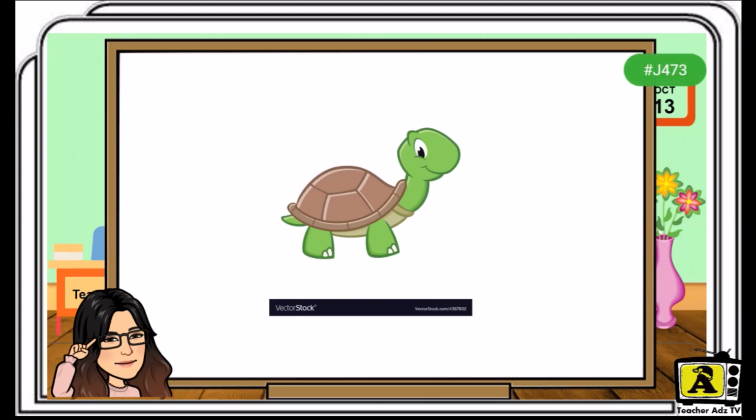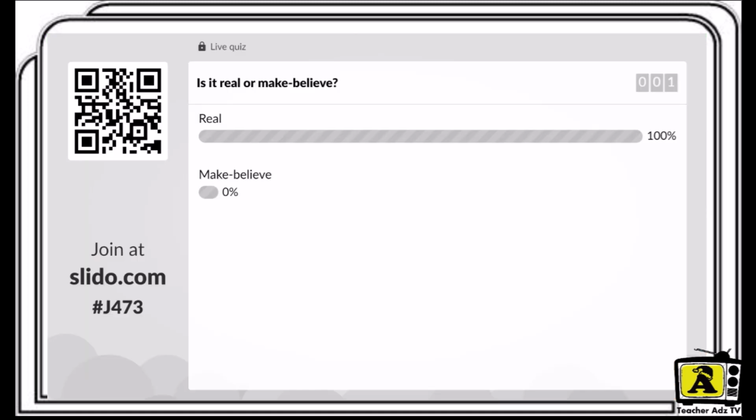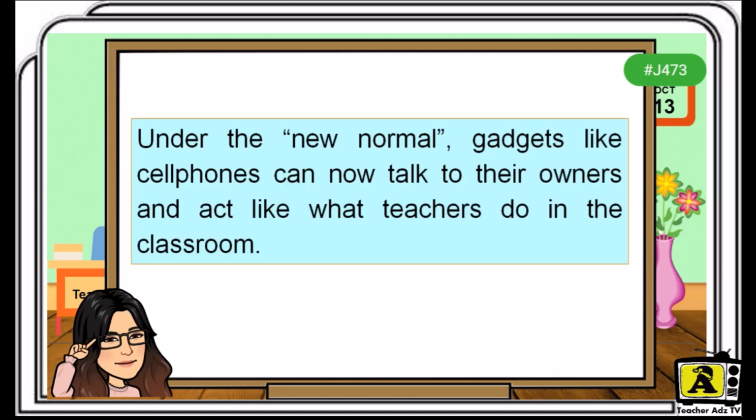Next picture, let us see. The picture is a turtle. Is it real or make-believe? Think. Jen answered real. Is it correct? Yes, it is real. Look at this statement. Tell me if it is real or make-believe. Under the new normal, gadgets like cell phones can now talk to their owners and act like what teachers do in the classroom. Is it real or make-believe?